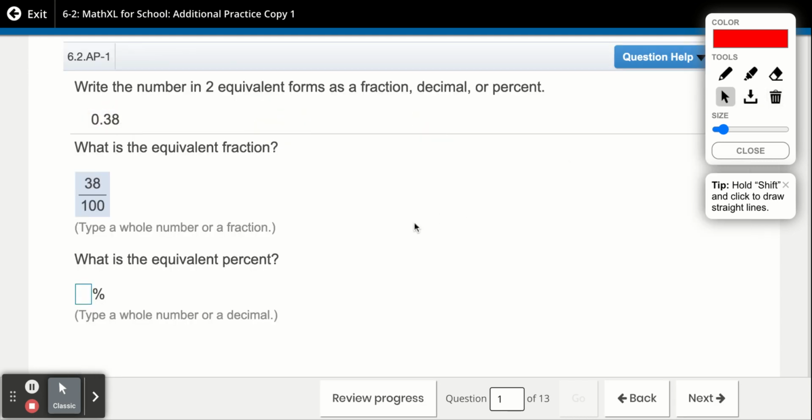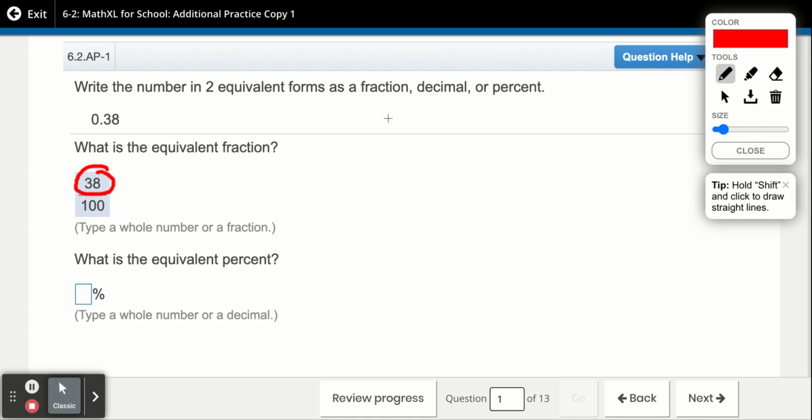Okay. Now, here's the part where we could go about 2 ways. First, we could just look at the fraction we wrote, and remember, percent is like the parts per 100. So here we have 38 over 100. So that's 38%.